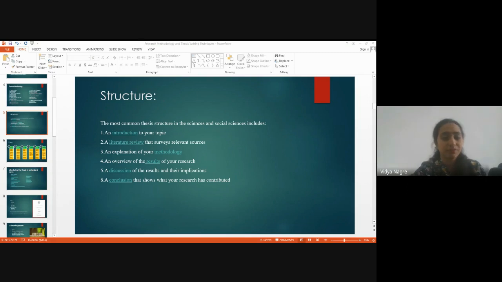So this is a common structure that is followed in the sciences, social sciences, and even in the humanities. First comes the introduction of your topic, then the literature review, then explaining your research methodologies, an overview of your research, a discussion of your results and their implications, and the conclusion of your study. Up to the result section, whatever you do is very objective. Where does your subjectivity come in? Where is your turn to give your opinion and impart your own perspectives? That is in the fifth column, the discussion.